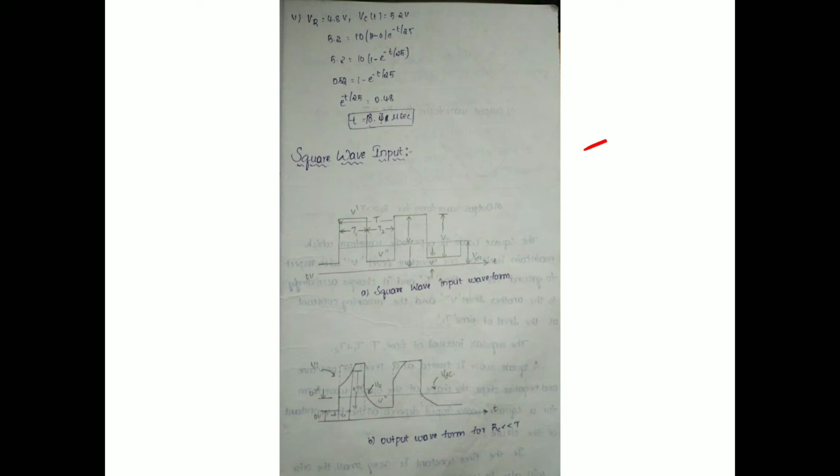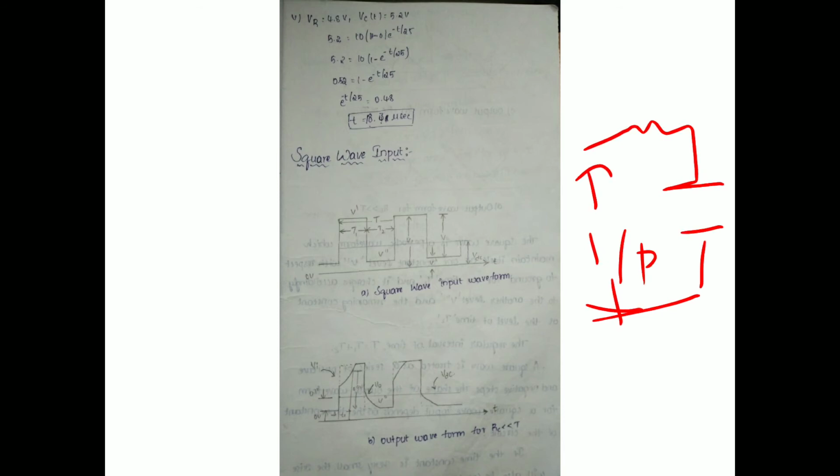What is the circuit of the low pass filter? We have to take one resistor and one capacitor. This is the input, and this is the output, which is noted across the capacitor. This is the resistor and this is the capacitor. This is the low pass filter circuit. For this circuit, we are applying a square wave signal as the input.